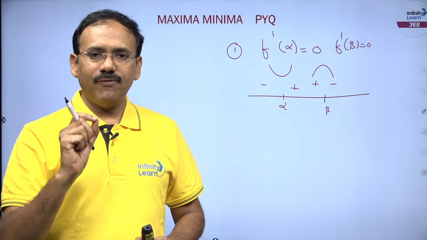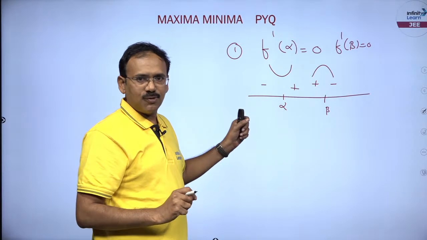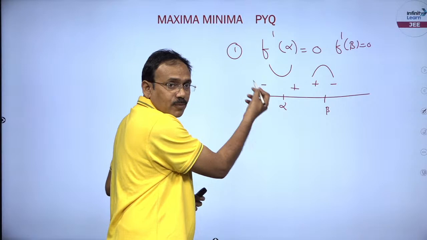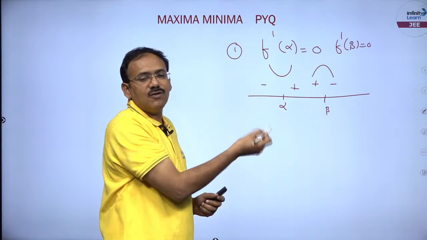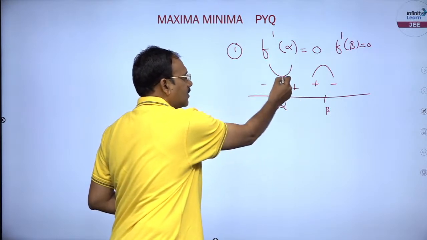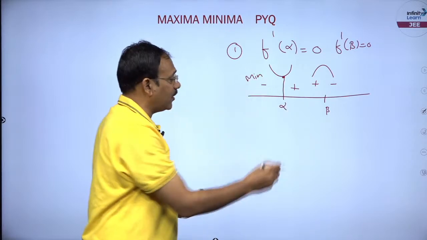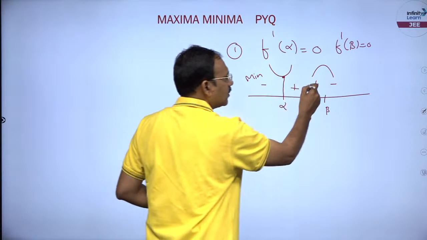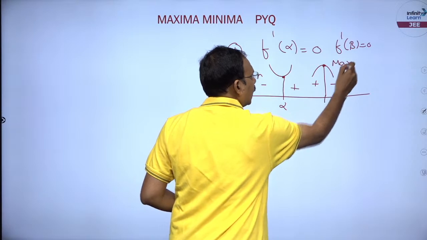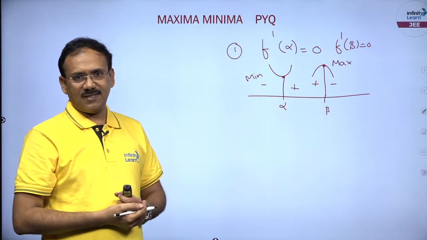Point number 1, first derivative test. What is this? You just see where the derivative is 0. At that point, suppose alpha, you check the derivative to the left of it and the right of it. If it is negative to positive, the graph will be like this, it will have a local minima. Whereas, if it is changing from positive to negative, the graph will turn like this, it will have a local maxima. Hope this point is clear. This is what we call, dear students, the first derivative test.